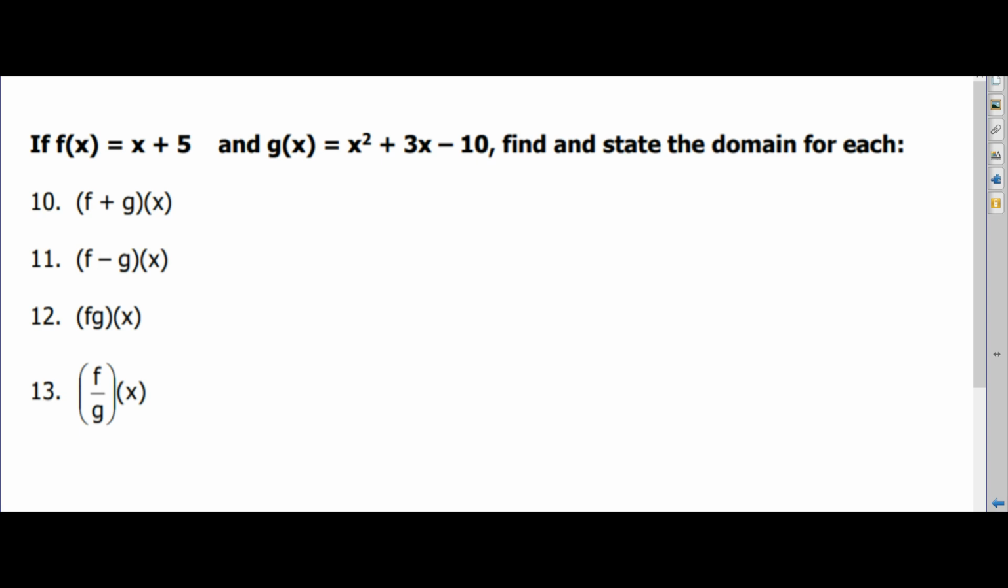So it says if f of x is x plus 5 and g of x is x squared plus 3x minus 10, find and state the domain for each. So as we put these in here, let's see what we get. So we want the f plus g of x. Notice that this one currently is all reals, negative infinity to infinity. So is this one right here.